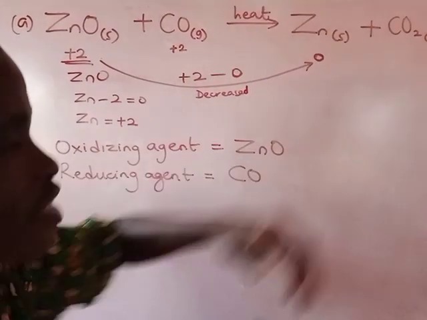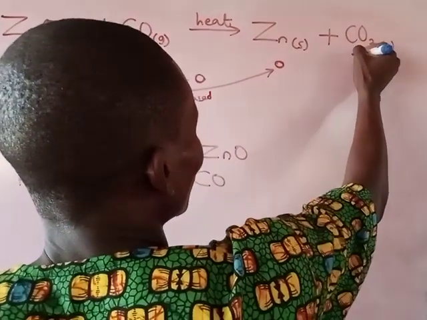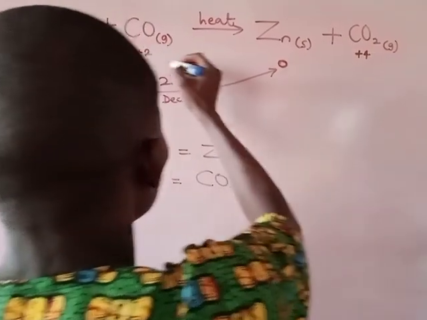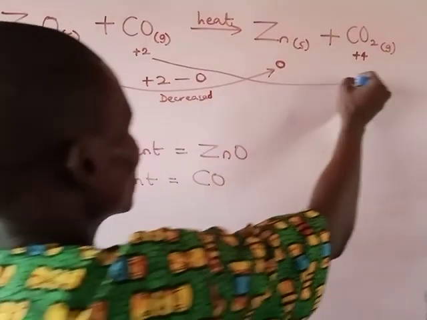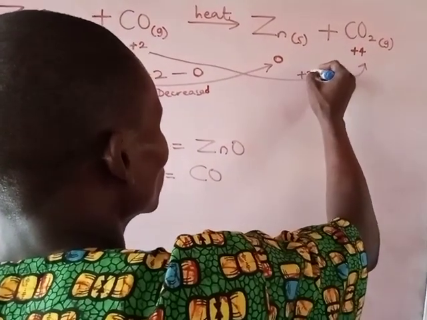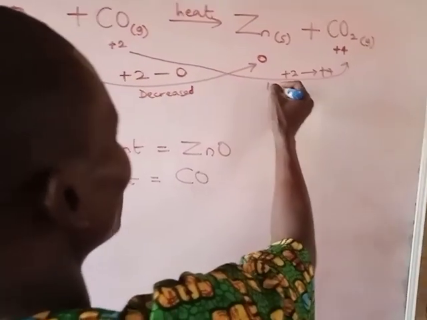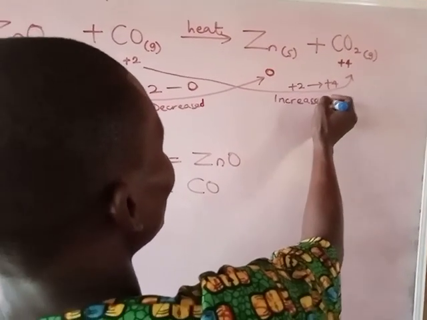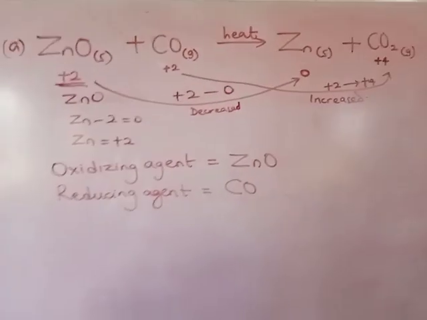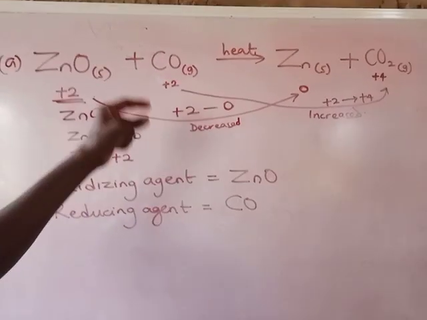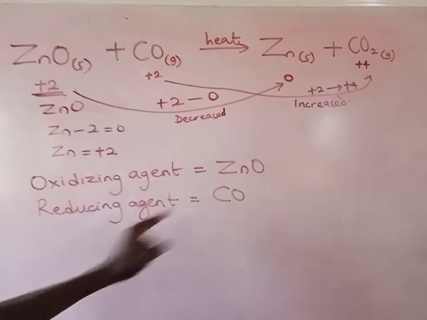If you check here, this is carbon 4 oxide. This is +4. So you can see it has increased, from +2 to +4. There's an increase there. So that's a species that is always oxidized. That's an oxidation. The species that is always oxidized is the reducing agent.